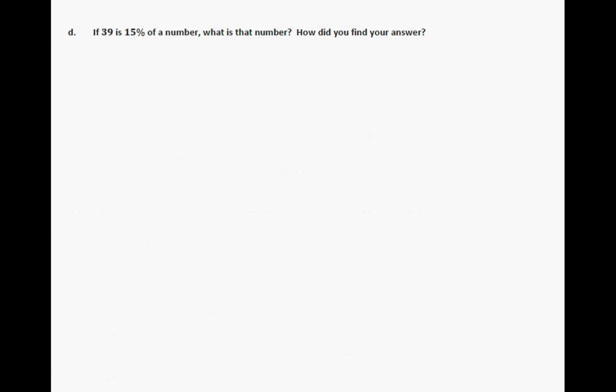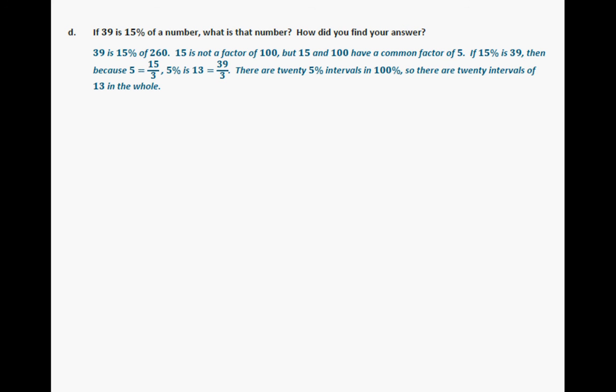Let's try this one. If 39 is 15% of a number, what is that number? And how did you find your answer? Well, 39 is 15% of 260. But 15 is not a factor of 100. However, 15 and 100 have a common factor of 5.